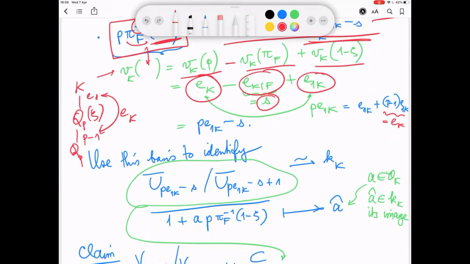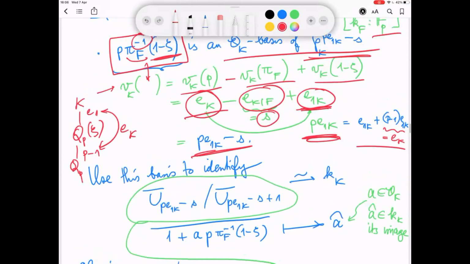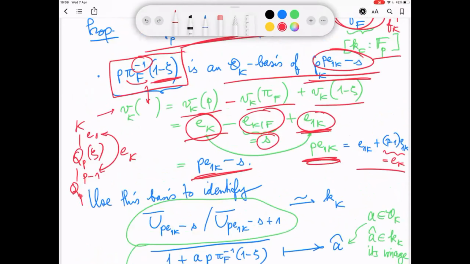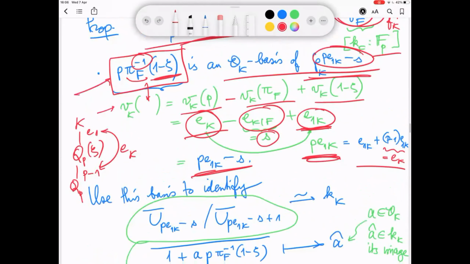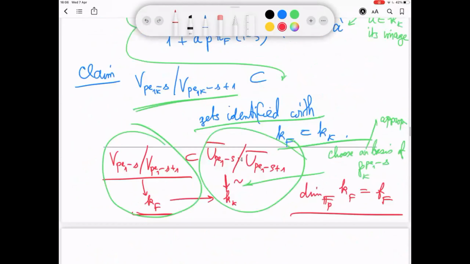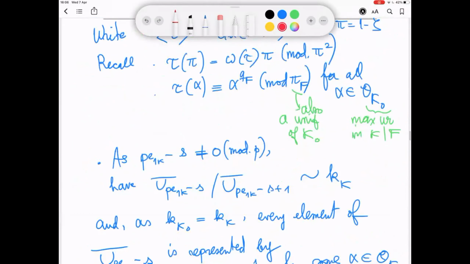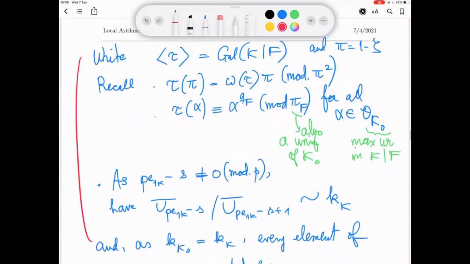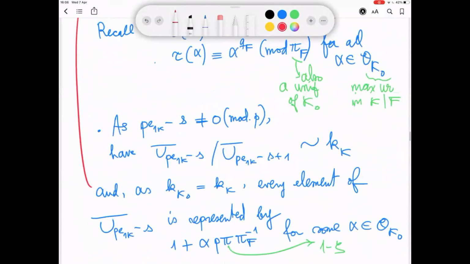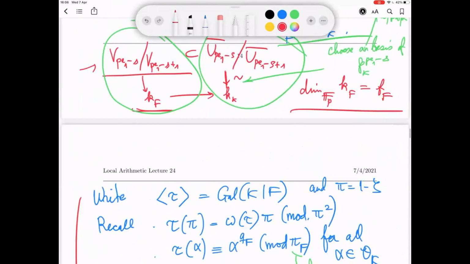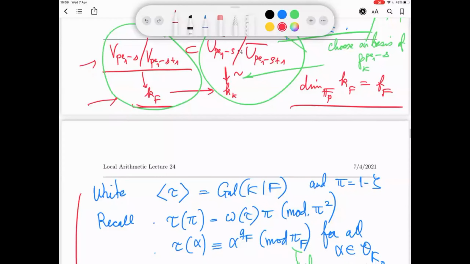Yeah, but Ek plus E1k is PE1k. So the whole thing is equal to this, and that's the exponent of this. So this element is actually an OK basis of this. Okay, and now this is a verification that under this isomorphism, this subspace gets identified with this.